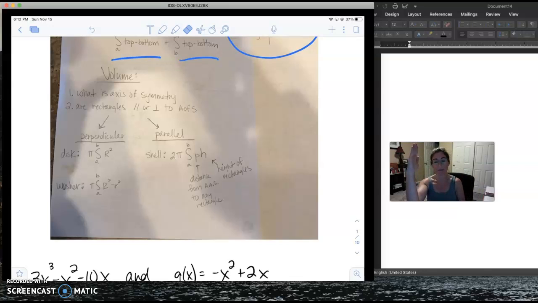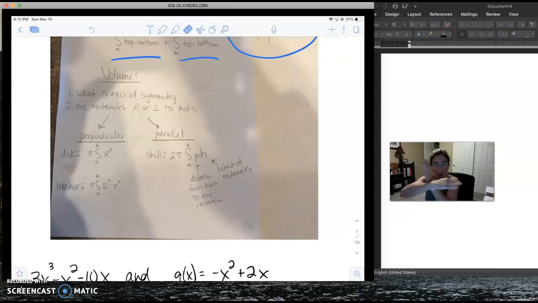If your axis of symmetry is like this, and your rectangles are stacked along the y and they're perpendicular, the axis of symmetry and your rectangles are perpendicular, then you're going to use the disc or washer method. If your axis of symmetry is the x-axis, and you're stacking the rectangles along the x, integrating with respect to x, they're perpendicular, so again you use the disc or washer method. So anytime your axis of symmetry and your rectangles are perpendicular, you're using disc or washer. You're going to do pi r squared.